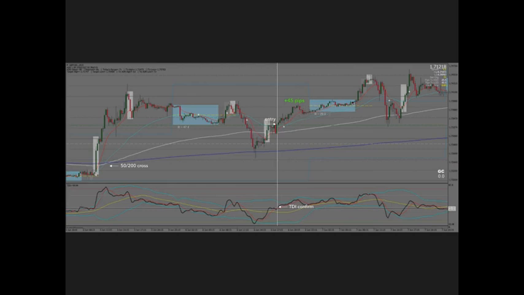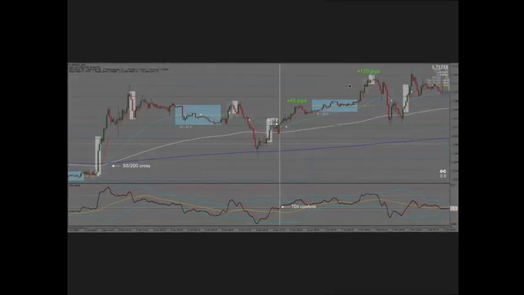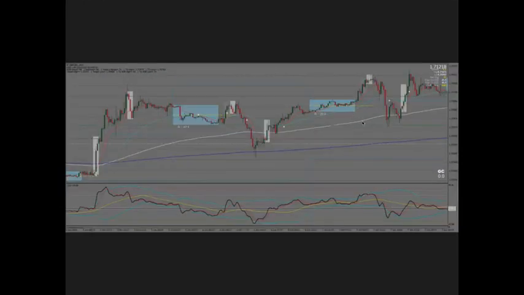And then we'll go into the next session. If you managed to hold all the way to the top, though, you would have got 120 pips into the next day. Oops, sorry, didn't want to skip over that just yet.